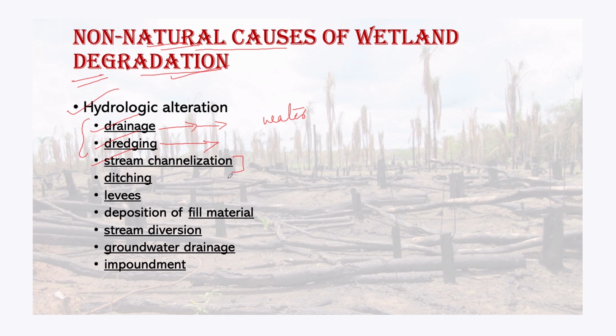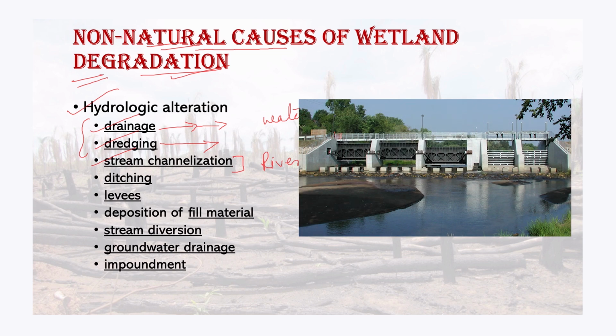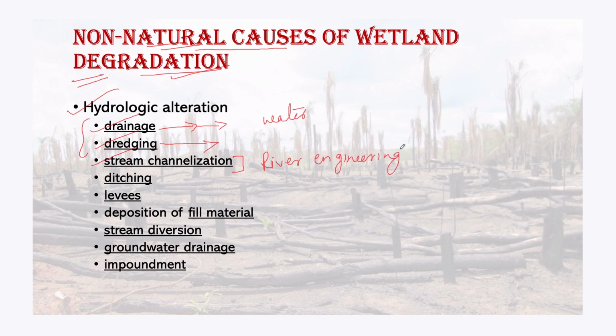Next is stream channelization, which is also known as river engineering. River engineering is the process of planned human intervention in the course, characteristics or flow of a river with the intention of producing some defined benefit. People have intervened in the natural course and behavior of rivers since before reported history.